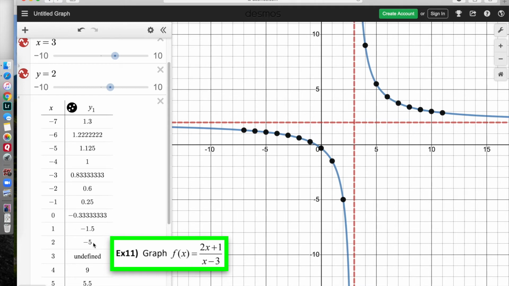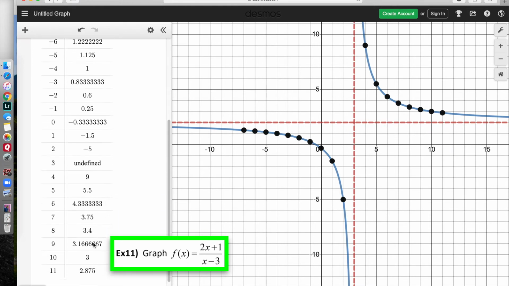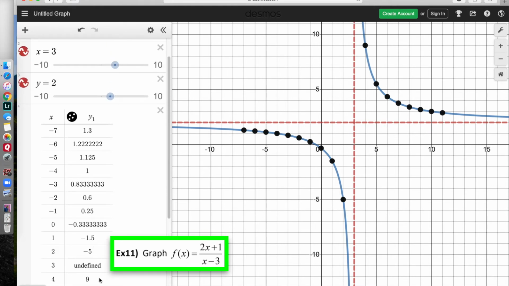Make a special note of where the values are undefined. So for example, here at x equals 3, that y value is undefined because that's where you had the vertical asymptote. And when the y value is undefined, that actually means that this x value is not in the domain of the function. So the domain of this function would be negative infinity to 3, not including 3, and then 3 to positive infinity.